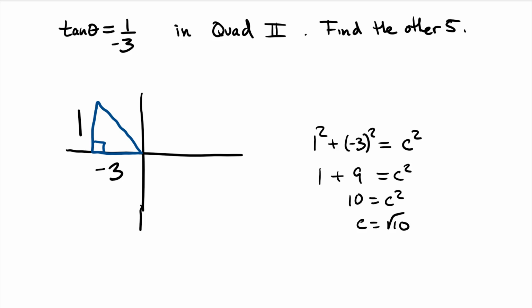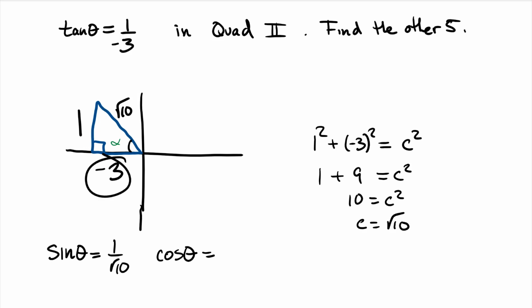Okay. So now we have root 10. Now let's solve the triangle from the reference angle. It's going to give you the rest. We look at it and we go, sine of our angle is the opposite over the hypotenuse. 1 over root 10. Cosine is going to be the adjacent over the hypotenuse. -3 over root 10.